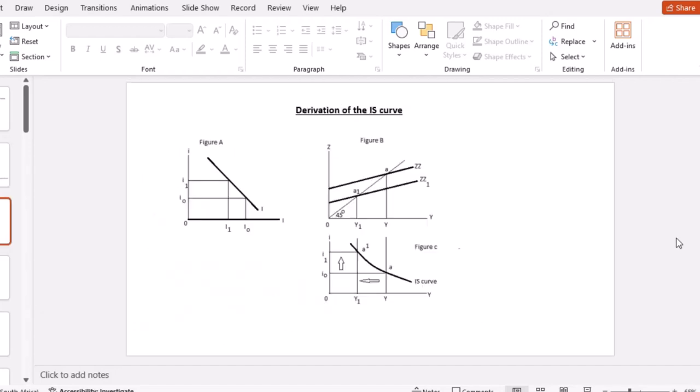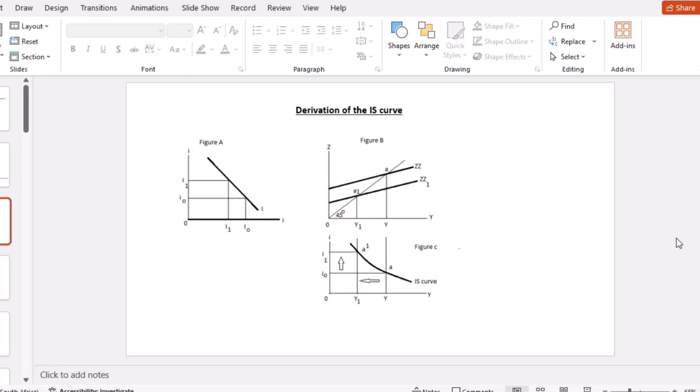projects. Then we come to something that's extremely important, the derivation of the IS curve. First thing we need to know, guys, what is the IS curve? Before we derive, what is the IS curve? The IS curve shows different combinations of interest rates and levels of output, income and output Y, where the goods market is in equilibrium. The IS curve relates directly to the real sector.